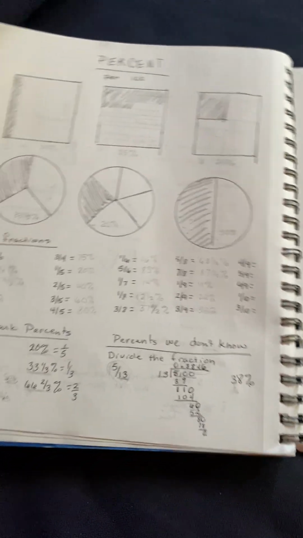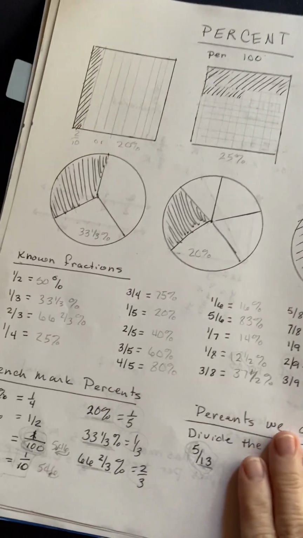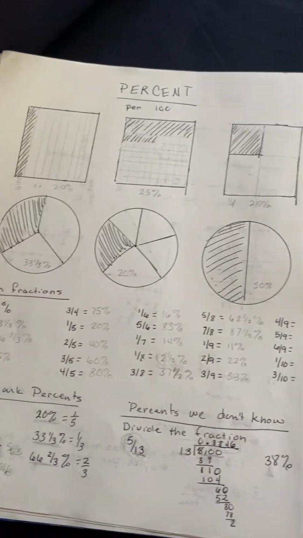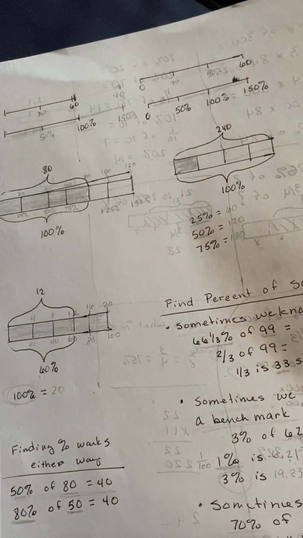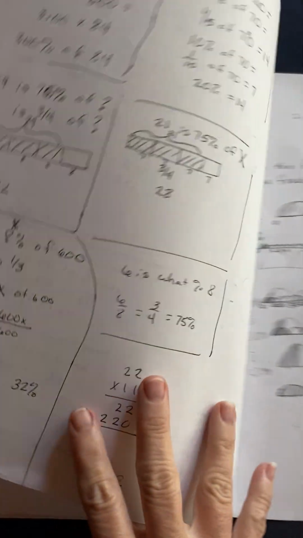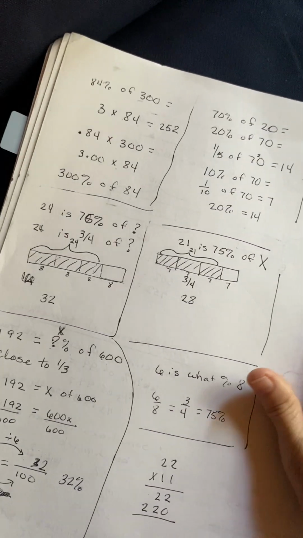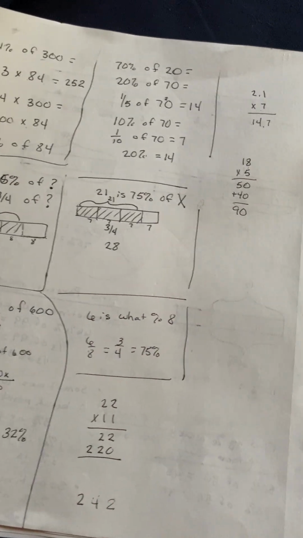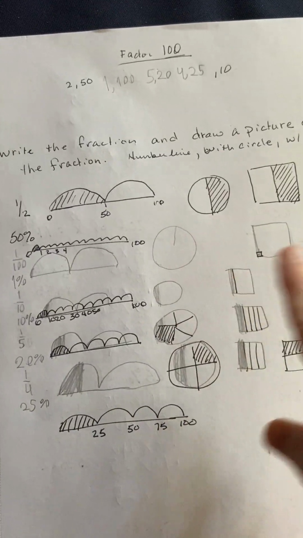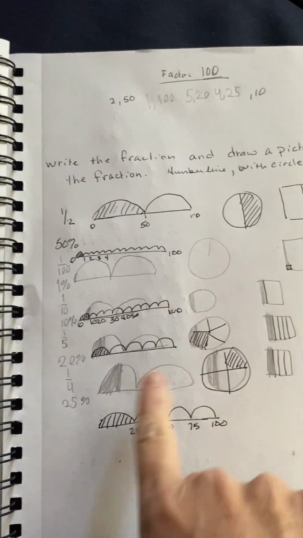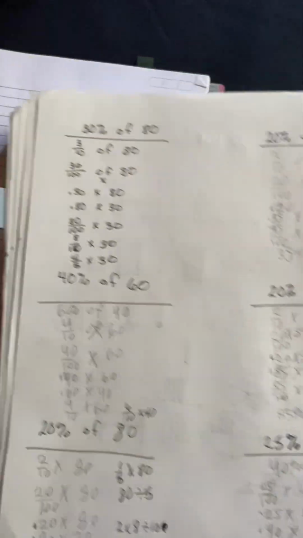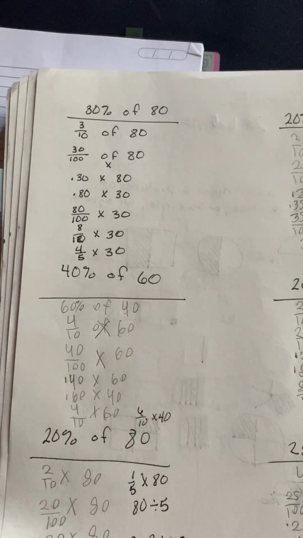We have been doing some review on percents, looking at percentages in different ways: double number lines, graphs, fractional, various things. And I wanted to show a few of today's work in particular. These are graphical, line, and fraction representations of fractions.